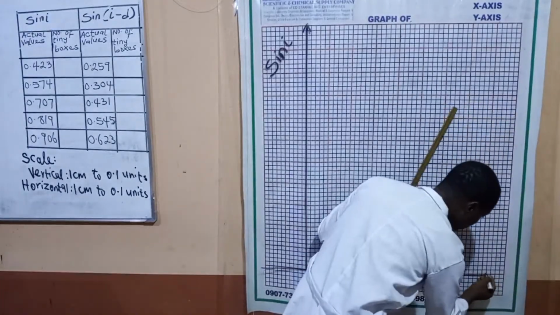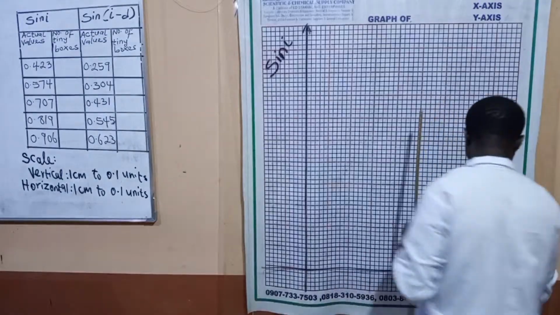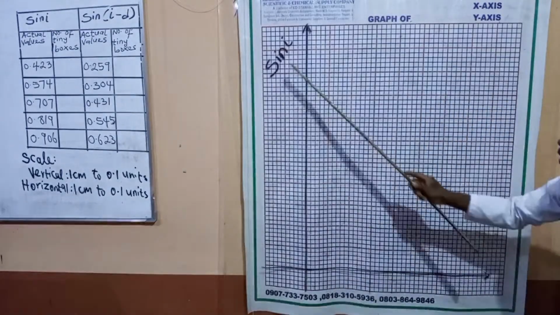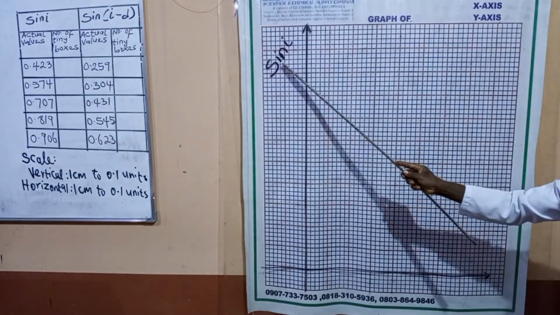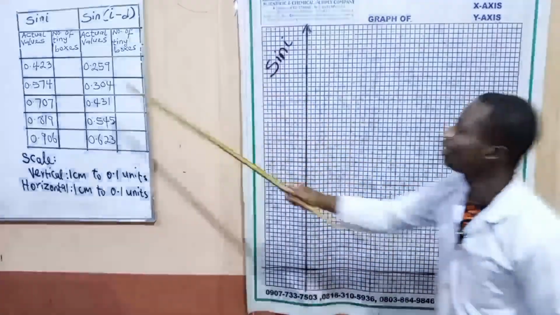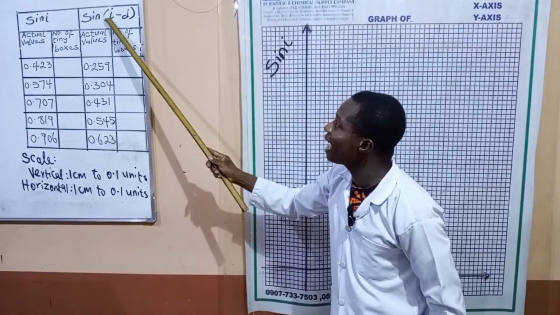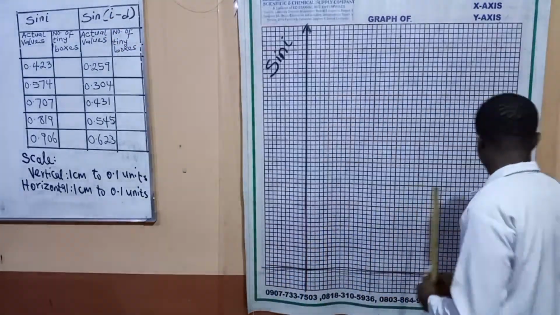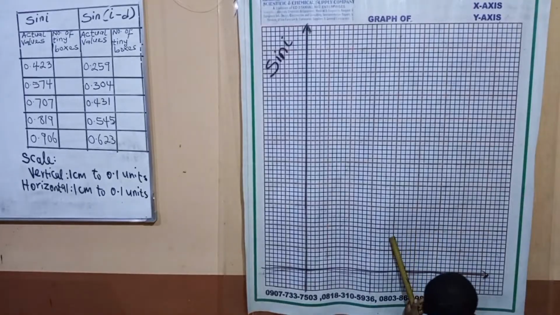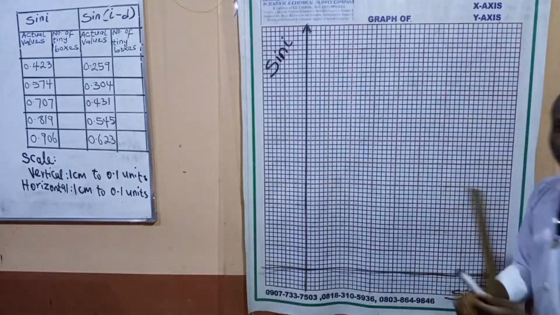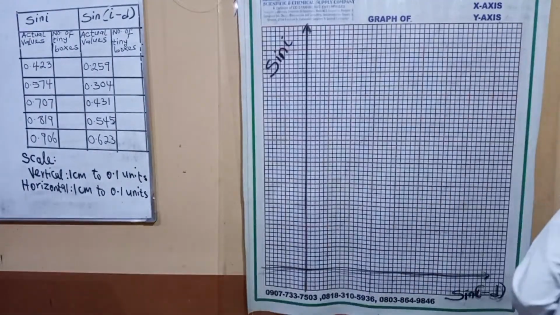Then we are going to draw the arrowhead, just like the way we did the arrowhead at this point here. Then label it. This is sine I, which is this one here. So this point here is going to be sine I minus D. So we are going to write sine I minus D down here. So that's what we have here. Then let's proceed without wasting time.